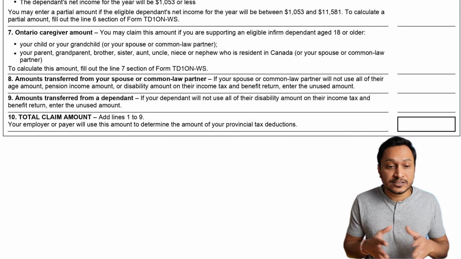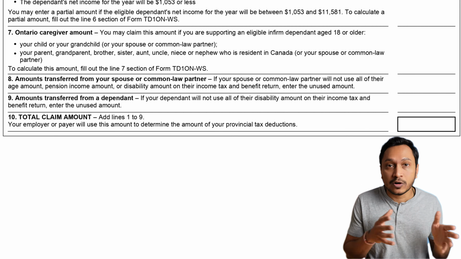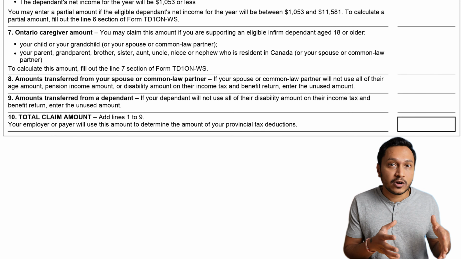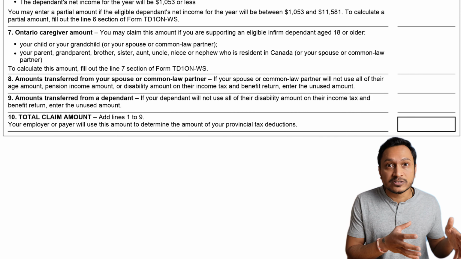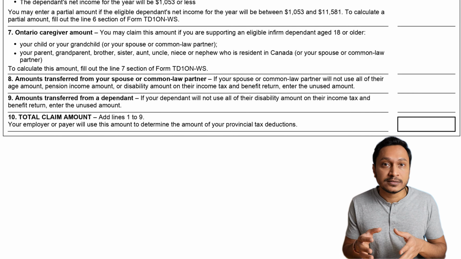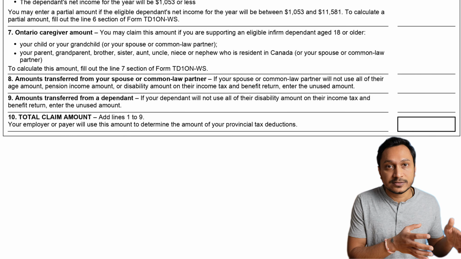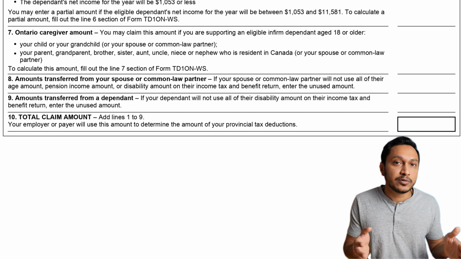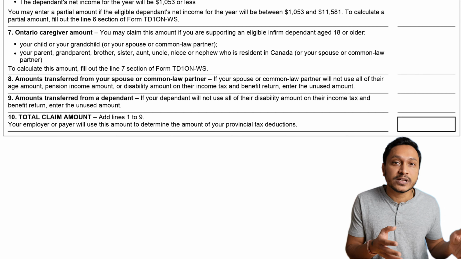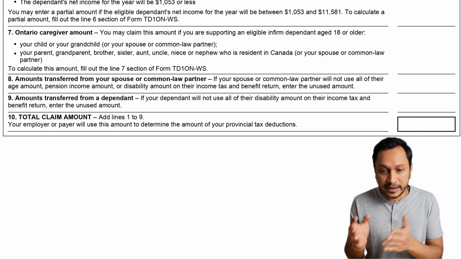Box number 8 is for the amount transferred from a spouse or a common law partner. If your spouse or common law partner has some unused credits because they have not made enough income for the year, you can use those credits in this box. You might not be able to calculate that if they are working, but if you know that they are not working and they receive certain eligibility or credits, you can calculate that and enter the amount here.